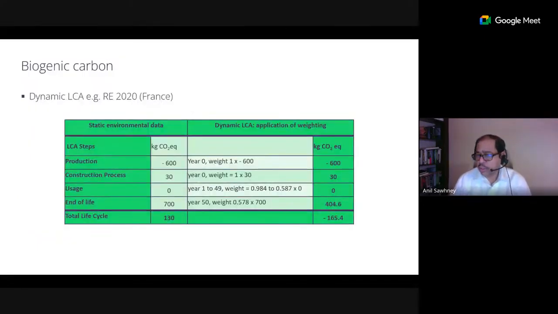On the other hand, there is one example. I haven't come across many. In France, they have a standard called RE 2020, which uses a dynamic LCA technique, which essentially means you get the time value of carbon, like the time value of money. So this is an example from the RE 2020. It's in French.